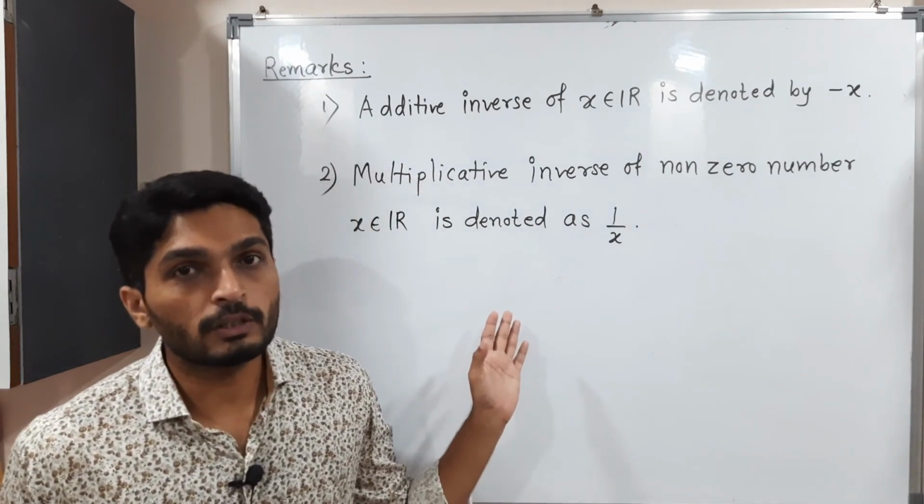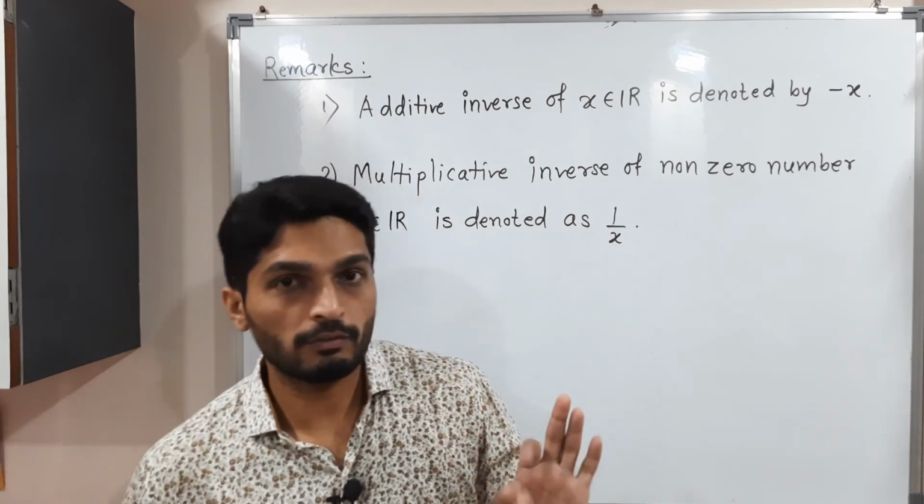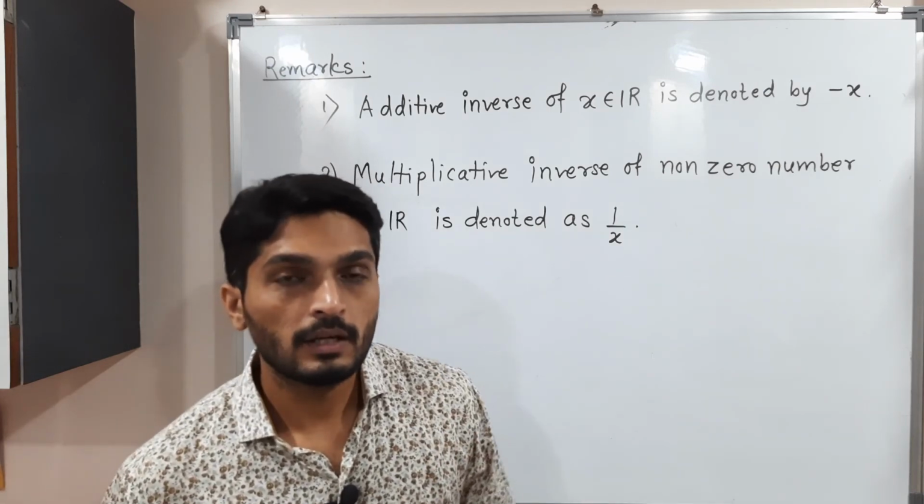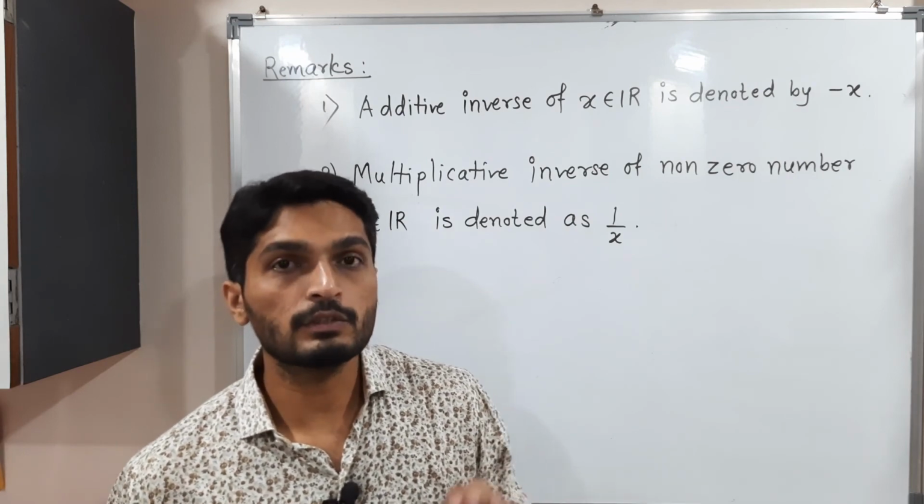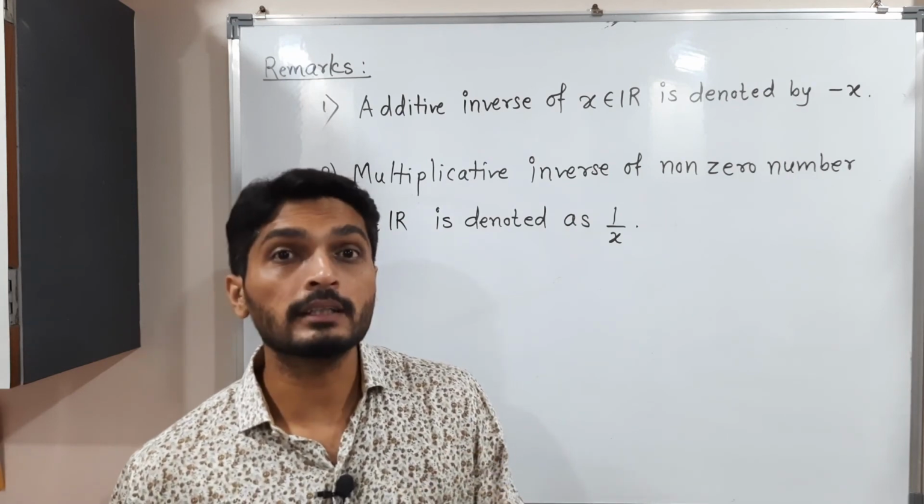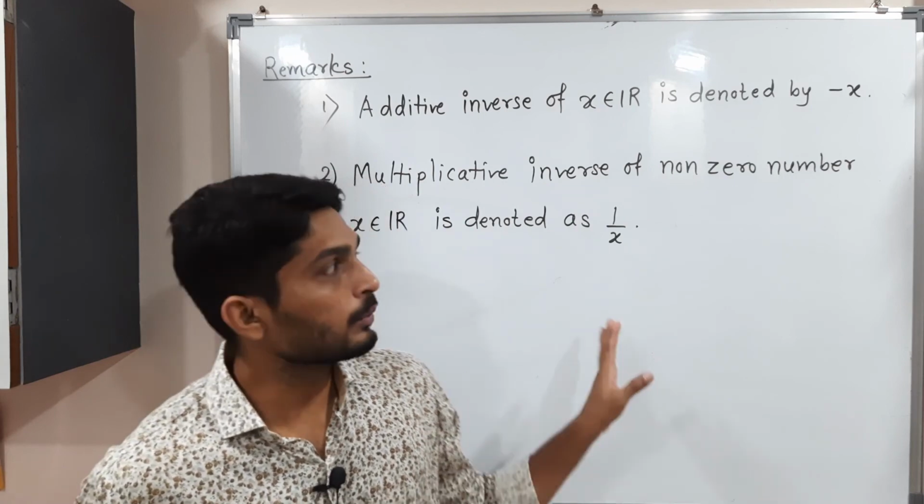Multiplicative inverse of non-zero element is denoted by 1 by x. If you have number x, inverse is 1 by x. Inverse of 3, 1 by 3. Multiplicative inverse. Inverse of 5, 1 by 5. Inverse of 2 by 3, 3 by 2. So yeah, we'll denote in this way.